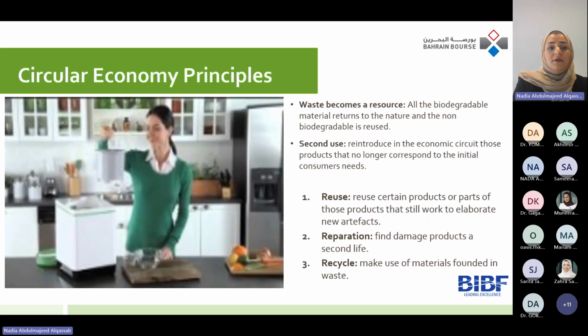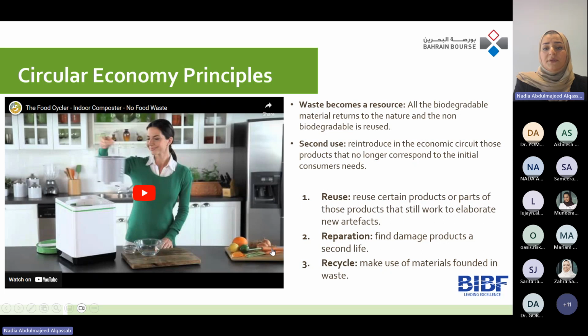So what are the circular economy principles? If you see here, circular economy principles is when waste becomes a resource. All the biodegradable material returns to nature. I found this video really nice because it actually transforms the food that you have that is a waste into a decomposable material. So let's take a moment and look at the video.